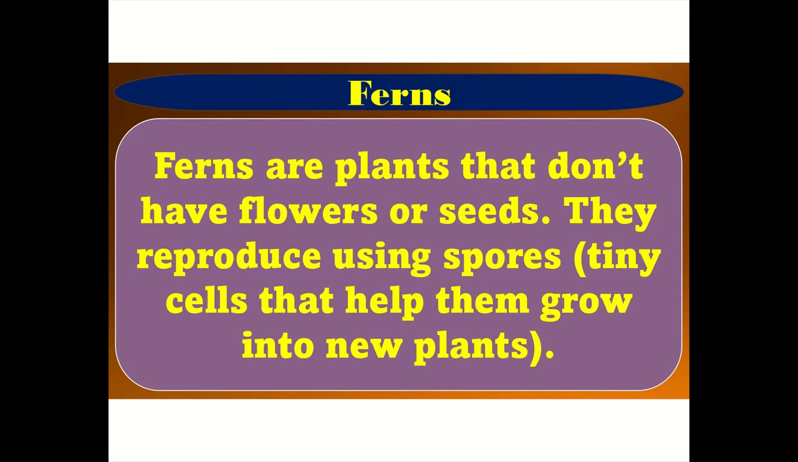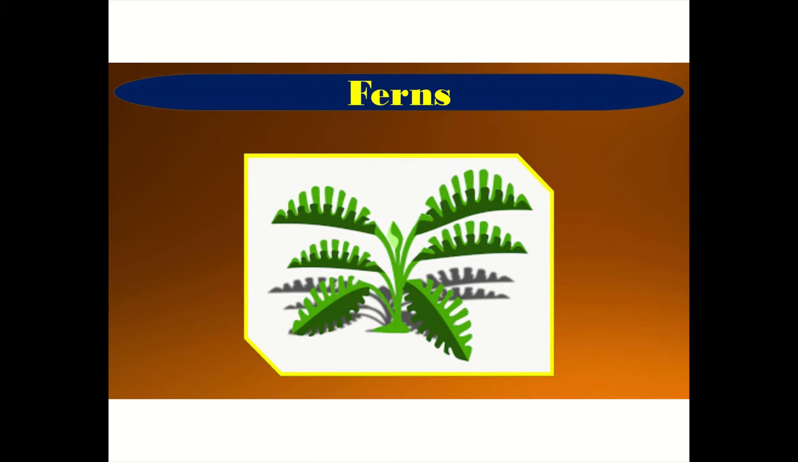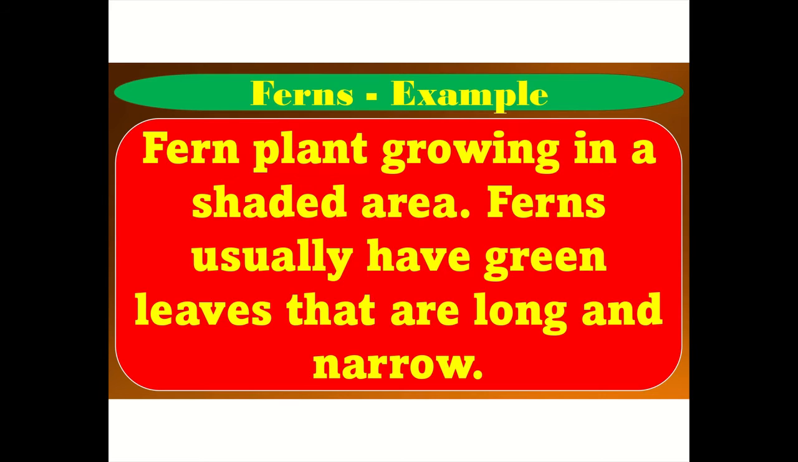Ferns. Ferns are plants that don't have flowers or seeds. They reproduce using spores, tiny cells that help them grow into new plants. Example, a fern plant growing in a shaded area. Ferns usually have green leaves that are long and narrow.